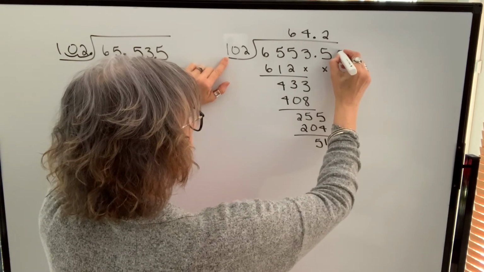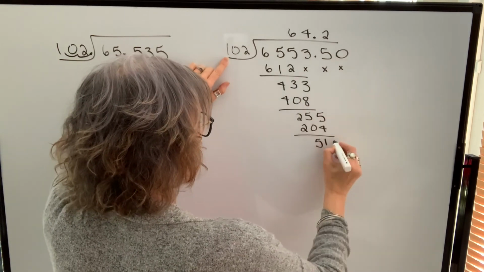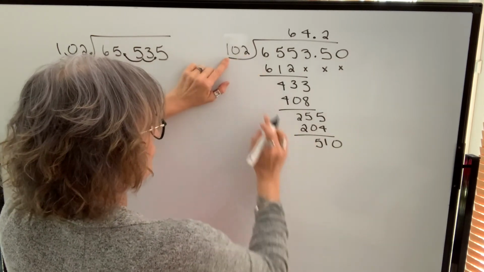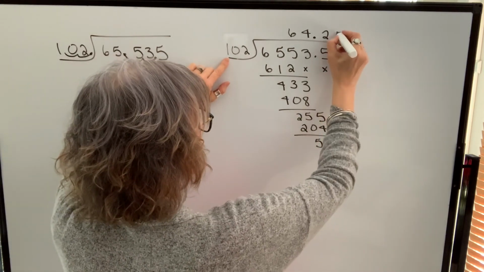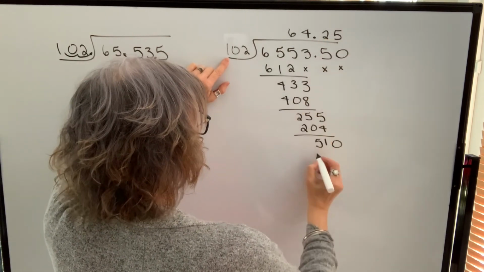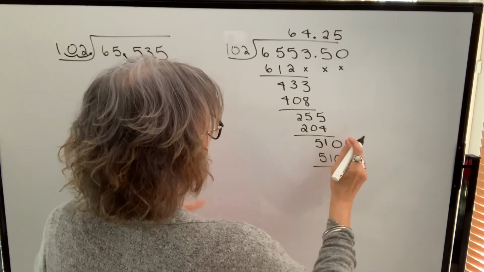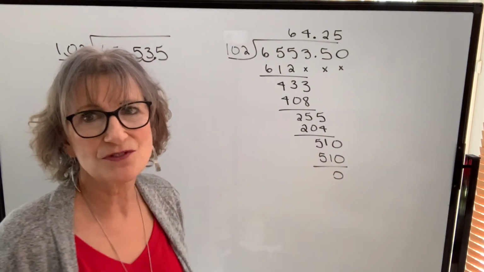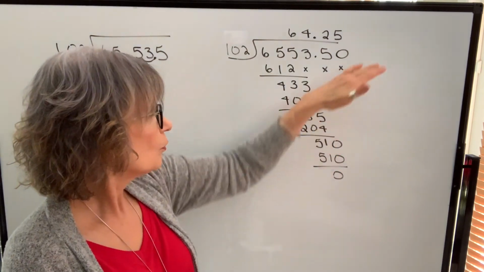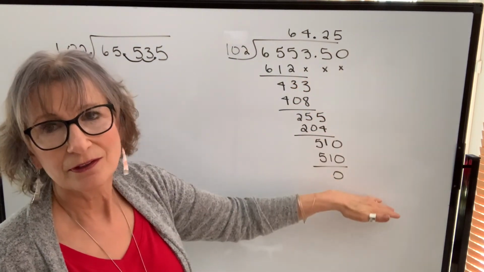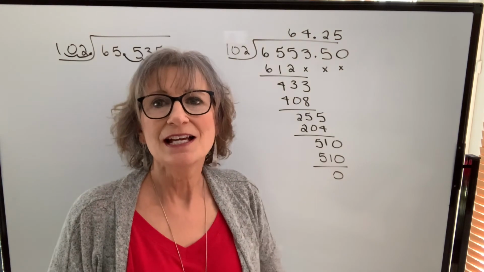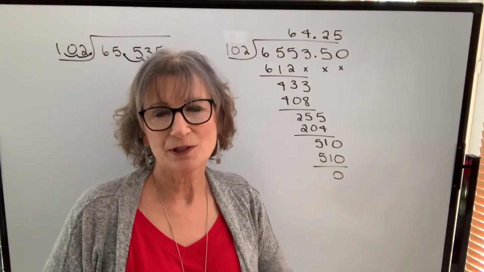The next digit I'm going to bring down is a 0. 102 into 510, 5 times, and I'm done. We're done here because we have a difference of 0. But if we had another number, we could continue bringing down zeros as needed and find our quotient to as many decimal places as necessary.